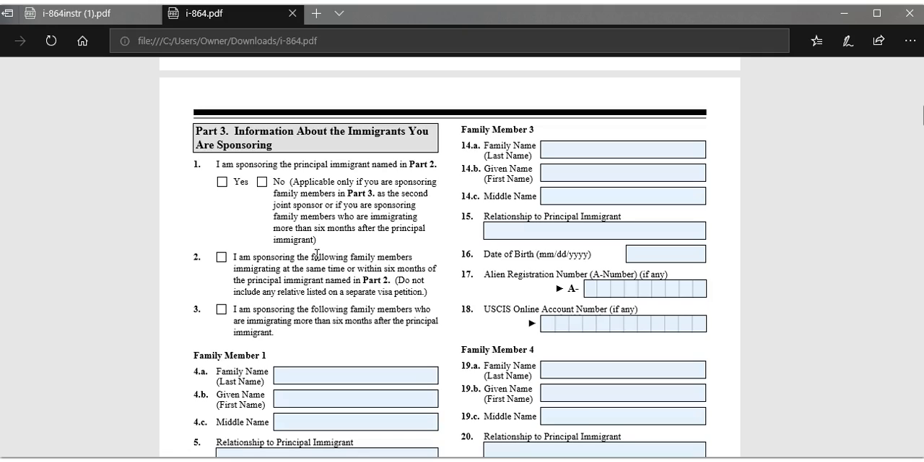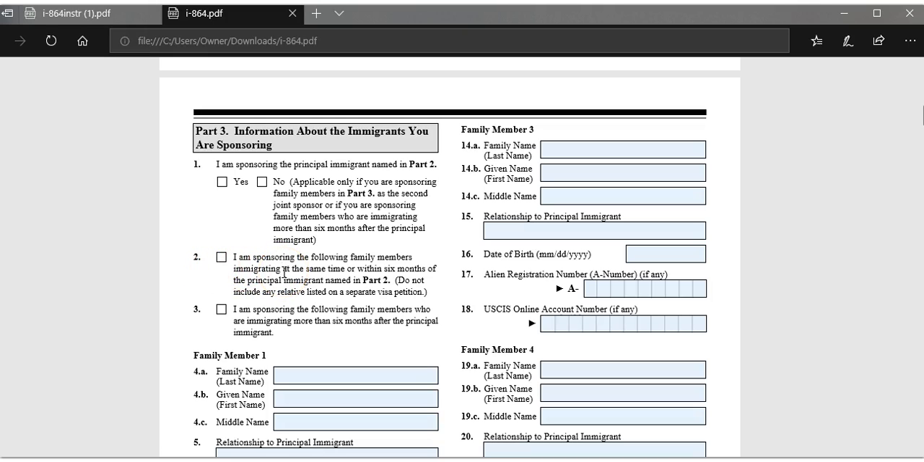So in this part 3, you state which individual or individuals you are choosing to sponsor. You may have requested to sponsor only the principal immigrant, or you may have been requested to sponsor additional immigrants, individuals that are immigrating with a principal immigrant. In most circumstances, you will answer yes to this question. You will answer no only if there were 2 or more joint sponsors and you were not sponsoring the principal immigrant.